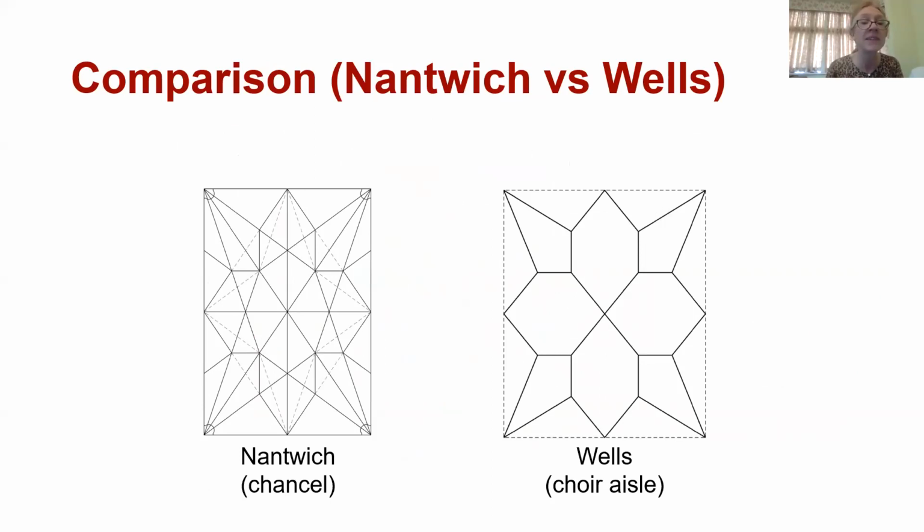Previous scholarship has identified similarities between the designs of Nantwich and the side aisles of the choir at Wells. Our research has confirmed these parallels, but it suggests that they could just as easily have been the result of using the same design tools rather than any direct emulation or influence between the 2 sites.